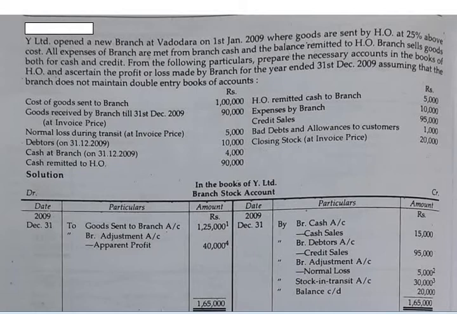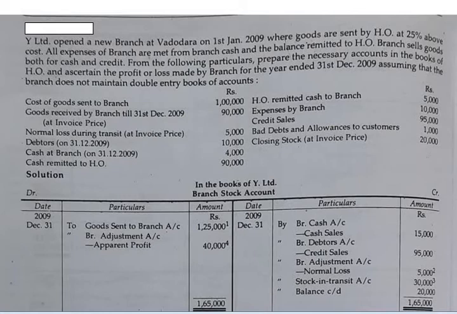Now let us look at the first ledger, that is the branch stock account. Under the branch stock account, all items related to stock will be shown. Since it is a new branch, if you look on the debit side, there's no opening balance. So it started with the goods sent to branch account, that is for rupees 1,25,000. This 1,25,000 is at invoice price. It means that the cost of goods sent to branch is rupees 1 lakh. Since it is 25% above cost, we have to add 25% on rupees 1 lakh. So 1 lakh plus 25% of rupees 1 lakh, we get 1 lakh 25,000. This is the goods sent to the branch at invoice price.